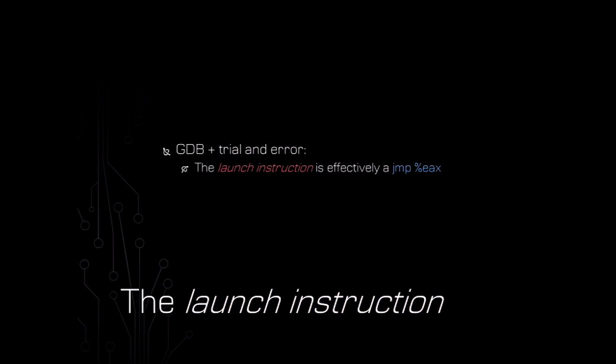It finds 0F 3F. So judging from the patent literature, this is what they're calling the launch instruction. This is the new x86 instruction enabled by some bit in the global configuration register. So with GDB and a little trial and error, I was able to figure out that this launch instruction is effectively a jump EAX instruction. It just jumps to whatever address is in the EAX register.